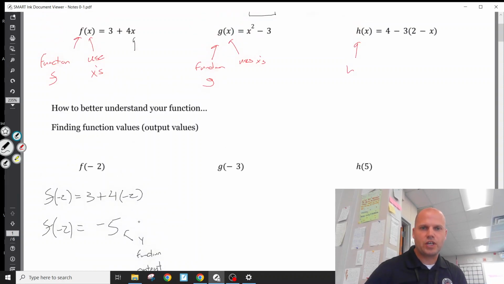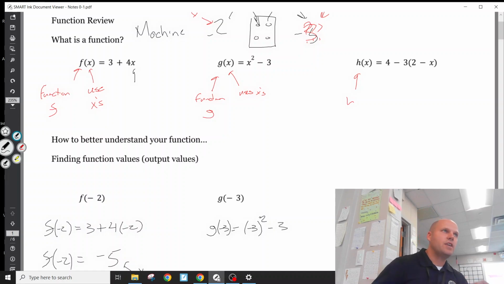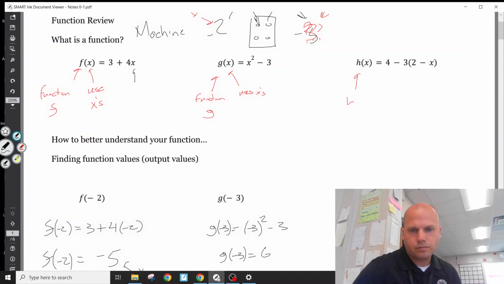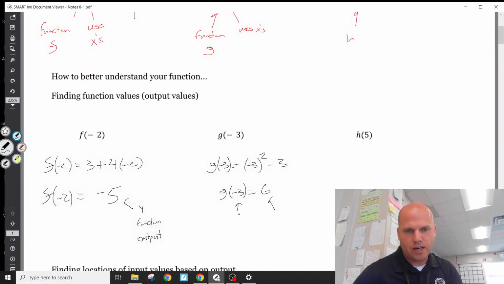Okay, so let's do the same thing with g. G, using -3 instead of using x. Wherever I see x, I'm going to replace it with -3. It's helpful if you use parentheses just so you know that you're taking the entire value of -3. -3 squared is 9. 9 minus 3 is 6. So we have that when -3 is used, the machine will output 6. We have our x, our input. We have our y, our output.